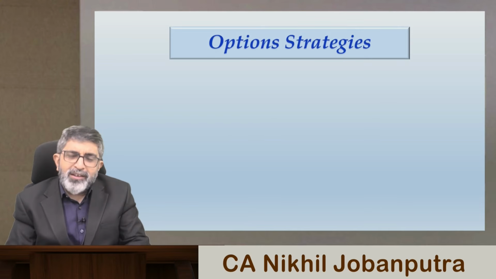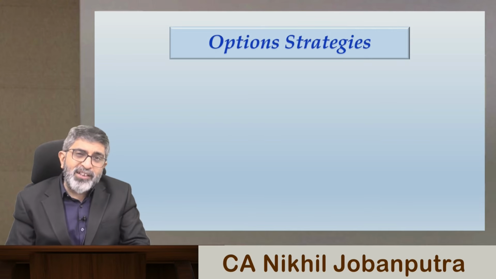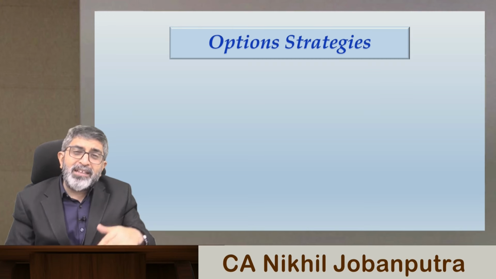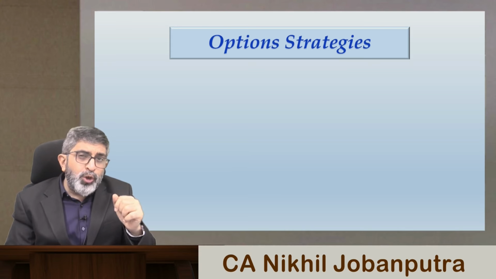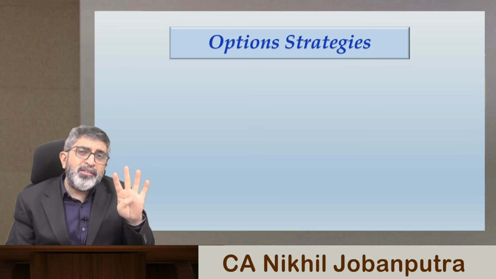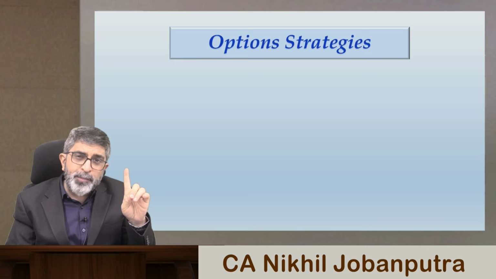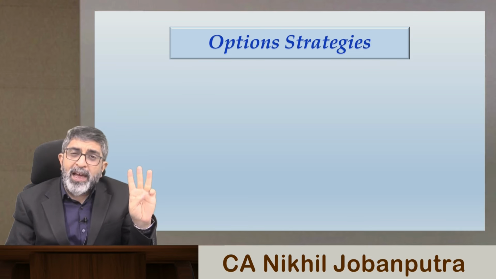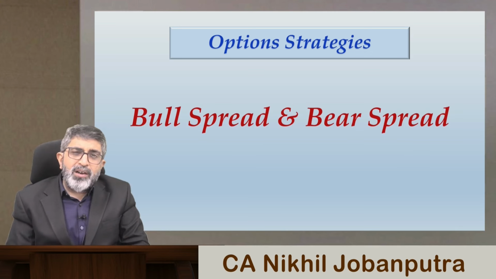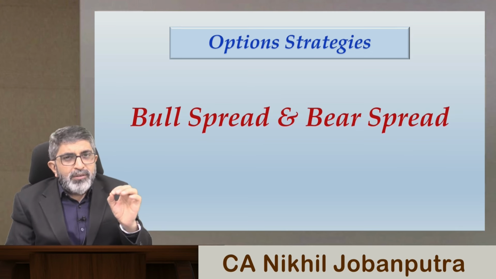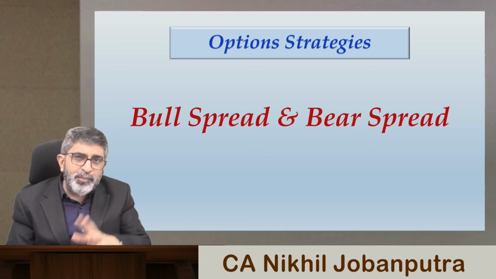Friends, in this class, in continuation of the topic derivatives, within which we are learning options strategies. In the previous class, we started the discussion about spread strategies. I told you there are four important spread strategies: bull spread, bear spread, butterfly and condor. In this class, we are going to learn a little detail about bull spread and bear spread.